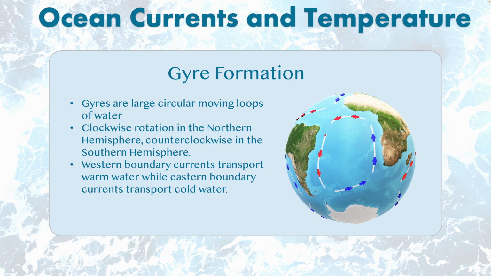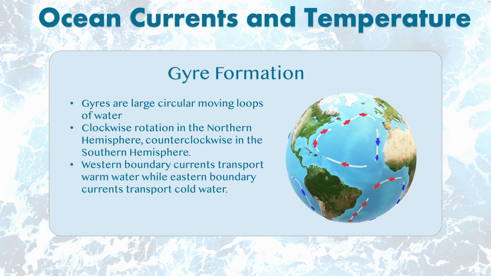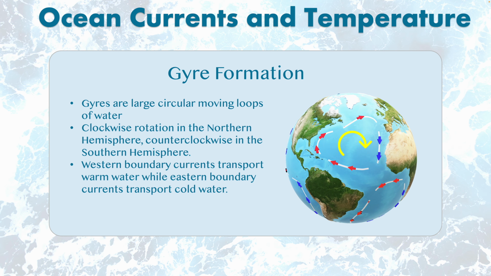In the southern hemisphere, the gyres rotate in a counterclockwise direction, and in the northern hemisphere, the gyres rotate in a clockwise direction. The colors of the arrows indicate the water temperature. Water coming from the equator moves up the western boundary current of the gyre, making it a warm water current. As this water moves closer to the polar regions, the water cools and then is transported back towards the equator as a cold eastern boundary current.